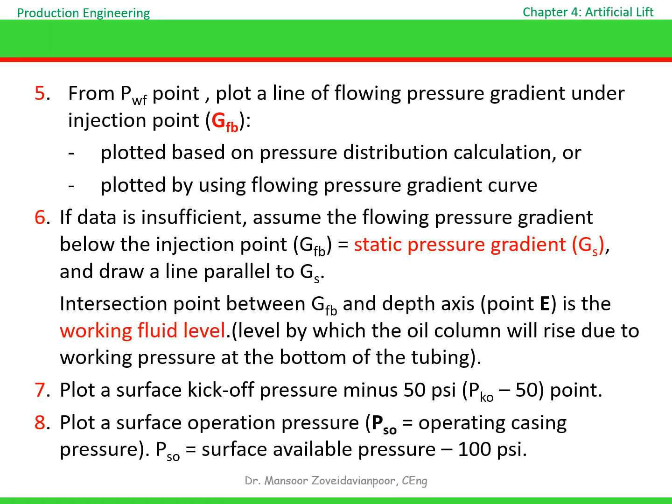Next, we establish the flowing pressure gradient below the injection point, GFB, starting from PWF. If detailed flow data isn't available, a common assumption is that GFB is approximately equal to the static gradient, GS. Where this gradient intersects the depth axis gives point A, known as the working fluid level. Unlike the static fluid level, this represents the fluid level during production. Next, we plot two important surface pressures. Kickoff pressure minus 50 psi. Operating casing pressure, PSO. These pressures will later help us determine the balance point and ultimately the gas injection depth.